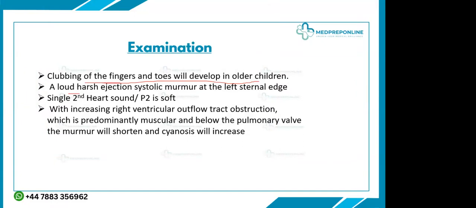On examination, there will be clubbing of the fingers and toes in the older children, and a loud, harsh ejection systolic murmur at the left sternal border, and there will be a single heart sound, or the pulmonary component of the second heart sound, P2, will be soft. With increasing right ventricular outflow obstruction, which is predominantly muscular and below the pulmonary valve, the murmur will shorten and cyanosis will increase. This will happen in the TET spell, when there is an increase in infundibular spasm, and the murmur will shorten or be absent, and cyanosis will increase.